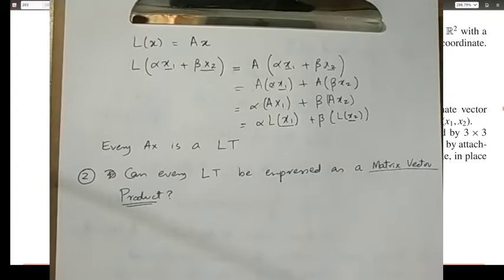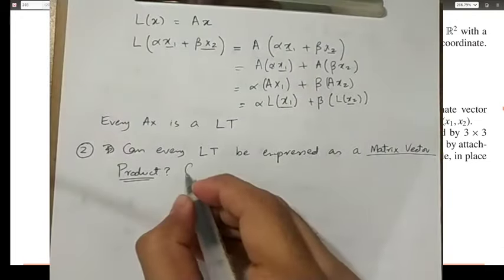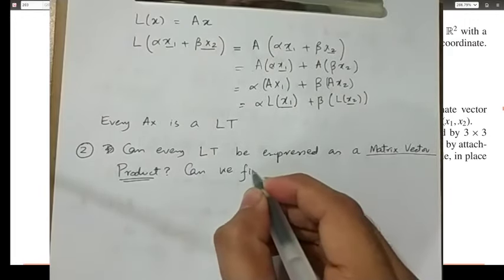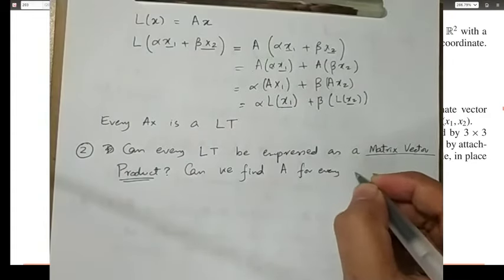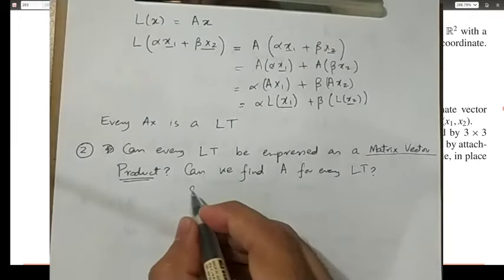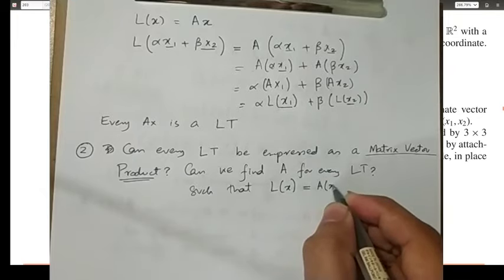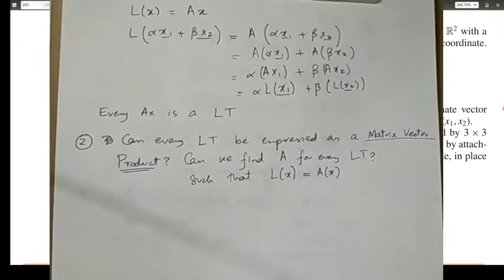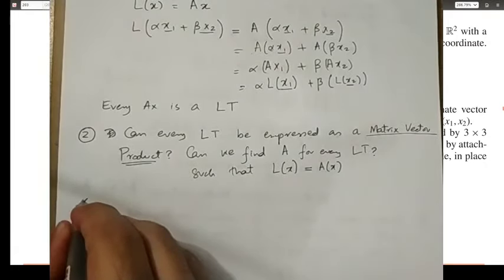So for whatever linear transformations we saw in the previous lecture, can we express them simply by a matrix vector product? So the question is, can we find A for every linear transformation such that L of x can simply be expressed as A times x? The quick, simple answer is yes, you can find such an A. Let's do that first for a very specific case.